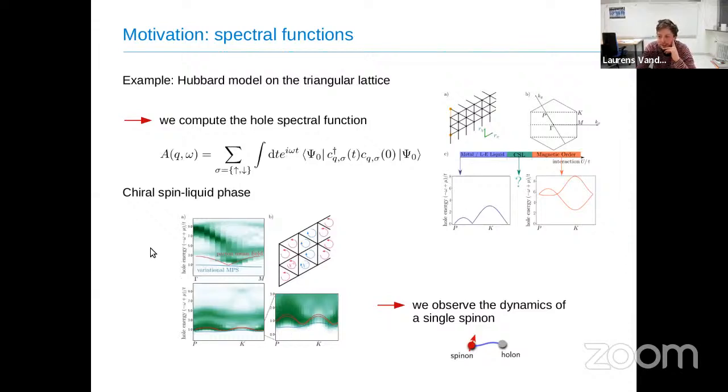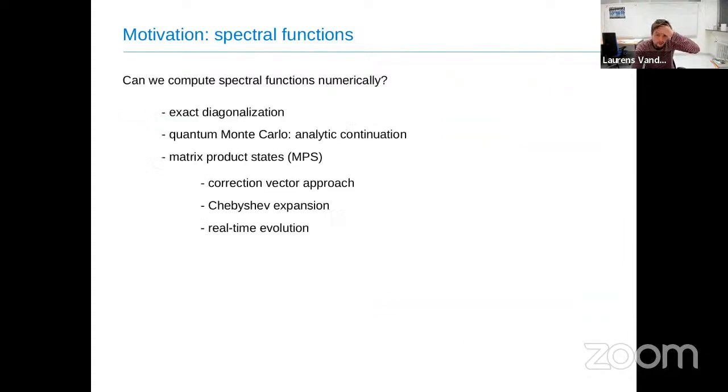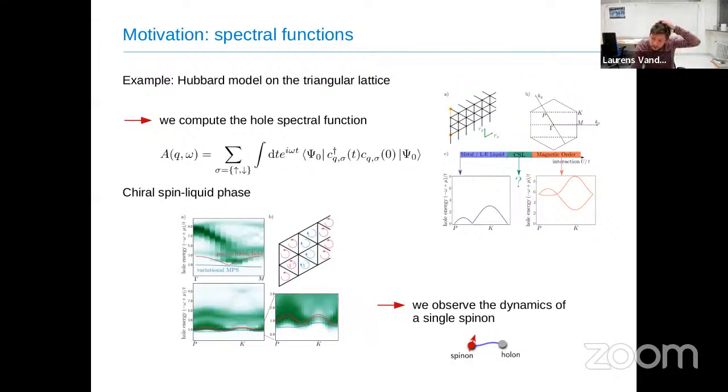But in order to actually compute these spectral functions, this was a very heavy calculation. We used time-dependent MPS simulations, but we were limited to a 3-leg cylinder for this system, just because it was too expensive to go beyond a 3-leg cylinder. And that's really the motivation, at least my motivation, for looking at whether we can find something more efficient, because even on a 3-leg cylinder this took weeks of simulation time. So the question is, can we do better?